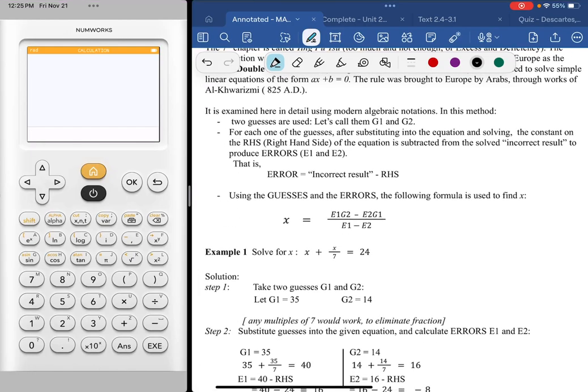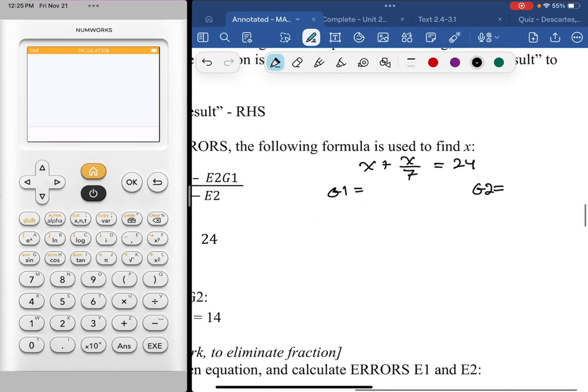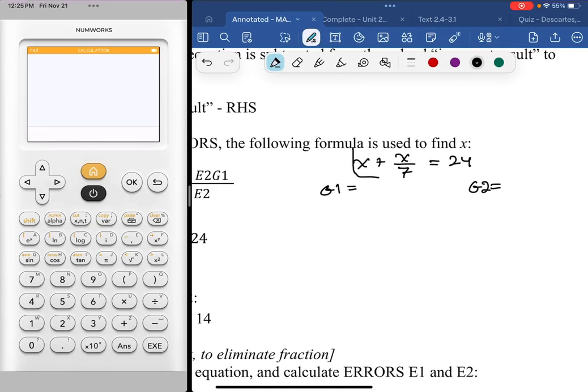So looking at this example here, it's a familiar looking problem. x plus x over 7 is equal to 24. I'm going to make a guess that I'll call G1, G for guess, and guess 2. I'm going to run that through the left-hand side. So this part of the equation, I'm going to run through with whatever my guess is. And how that differs from what it should be equal to, the 24, is going to lead to an error, the amount of error.